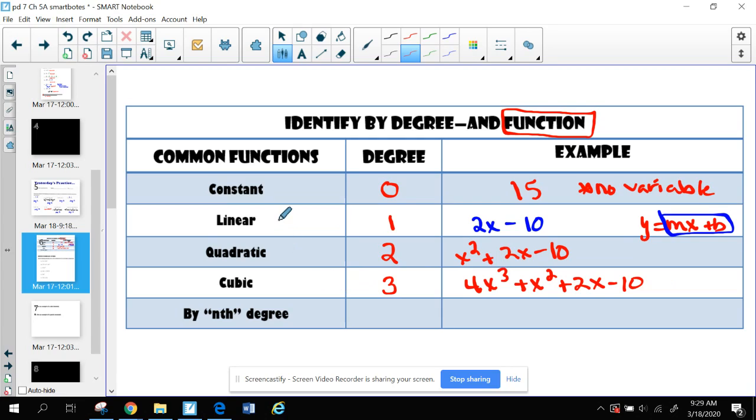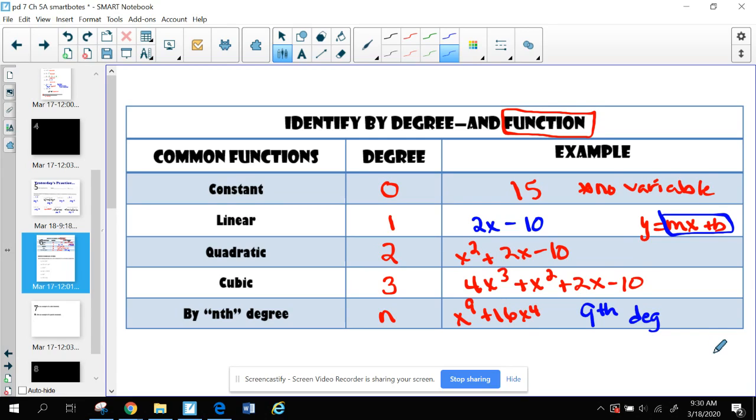Those are the only common function ones I'm going to hold you responsible for. Anything bigger, we're just going to label it by the nth degree, right? So we're just saying the degree is some unknown called n. And so an example could be something like x to the 9th plus 16x to the 4th, right? We would actually then go ahead and label that as the 9th degree. And I'm going to be abbreviating degree quite a bit for this section.